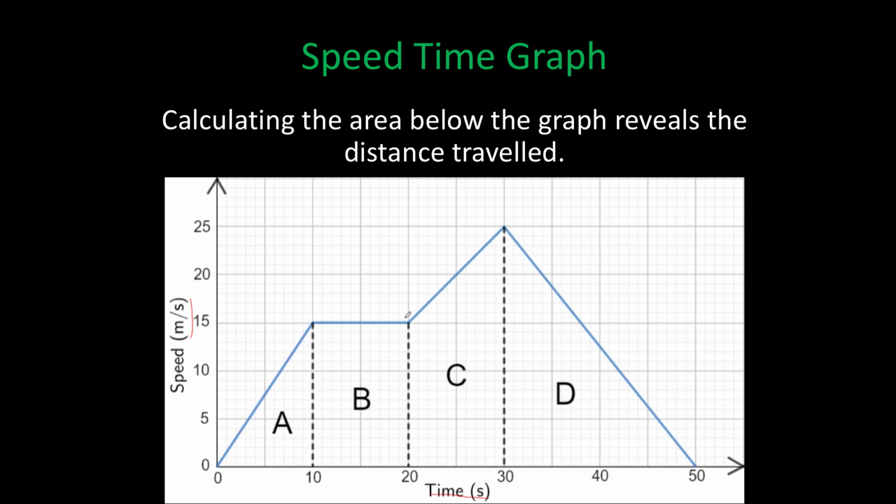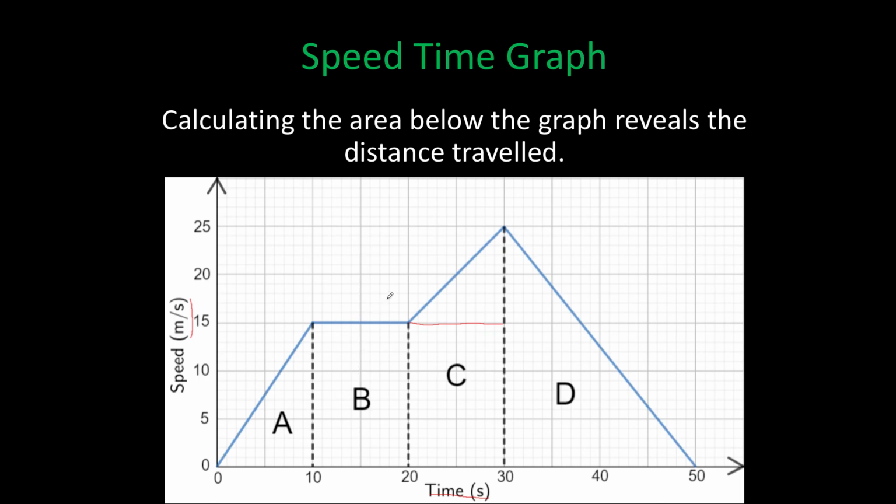For section C, I would recommend dividing this section into two. So I've got a rectangle here and a triangle here, and D is a larger triangle. So I'd like you to find the area for each of these sections and figure out what the answer is. Write it down, pause the video here, see if you can work it out, and in a moment I'll just reveal the answer.